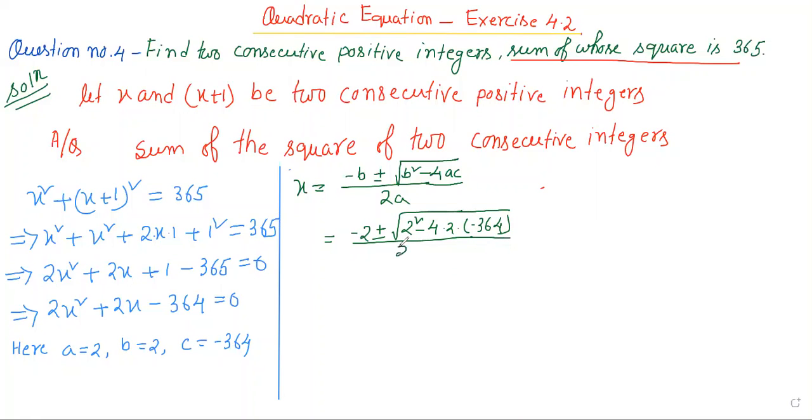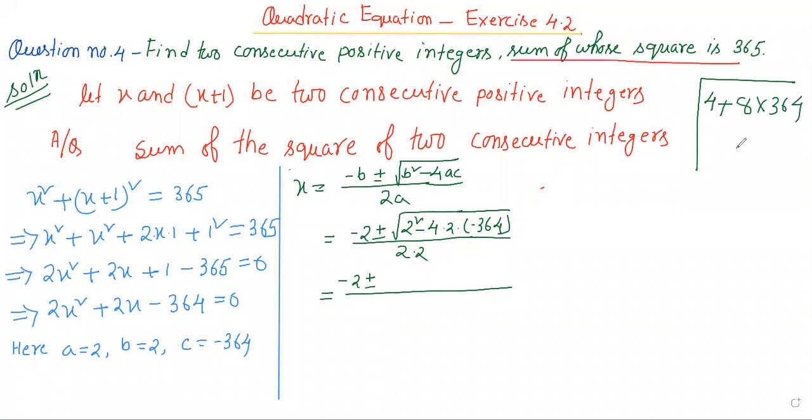Okay, the value of a is 2. So now x equal to minus 2 plus minus 2 square, which means 4. And here minus into minus is plus. So ultimately, if you calculate, it will be 4 plus, within the square root, 4. 2 square means 4, and this minus multiplied with this minus gives plus. So it will be plus 4 times 8 times 364.